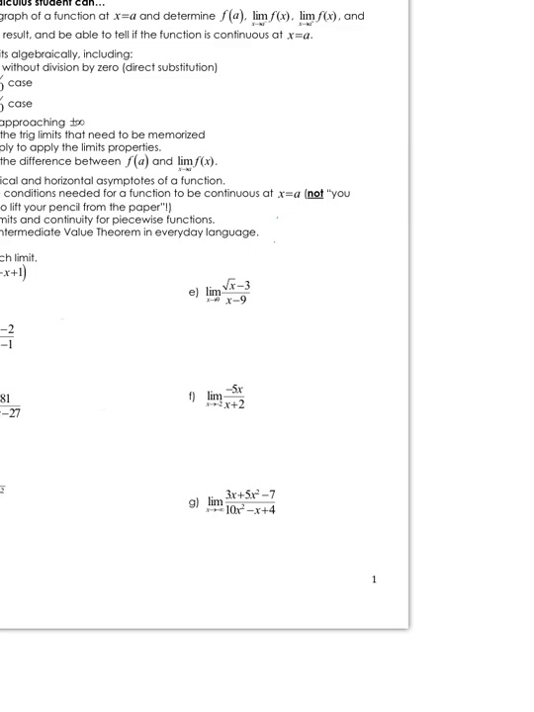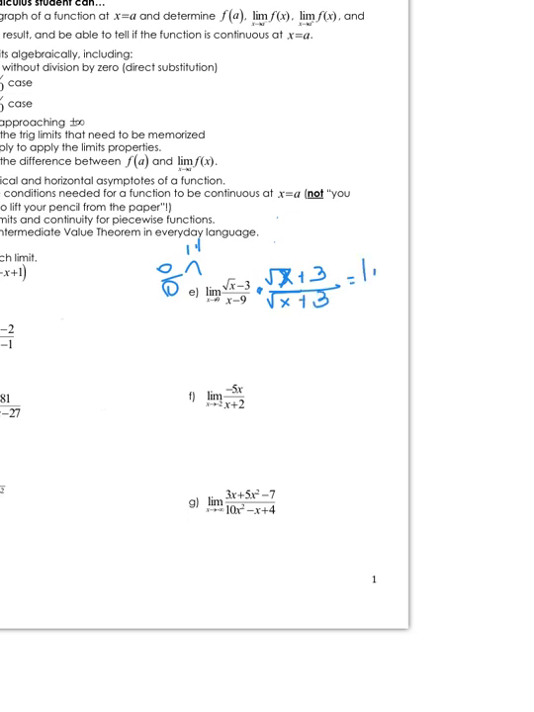Okay, so now we're on part E, and we're going to plug in 9, and we're going to get square root of 9 is 3. 3 minus 3 is 0 over 0, so that's a 0 over 0. So we know that there's something else that we can do. It's a square root, so probably a conjugate is going to be what I need to do. So I'm going to multiply by square root of x plus 3 over square root of x plus 3.